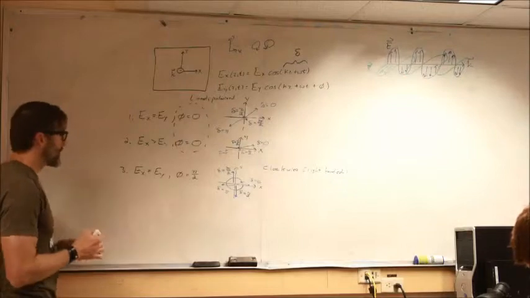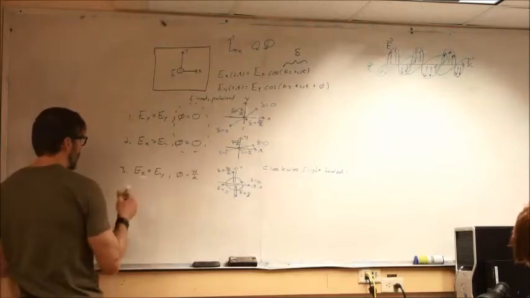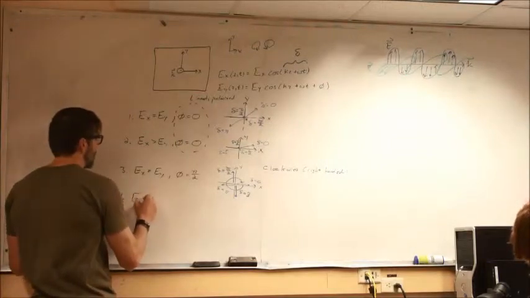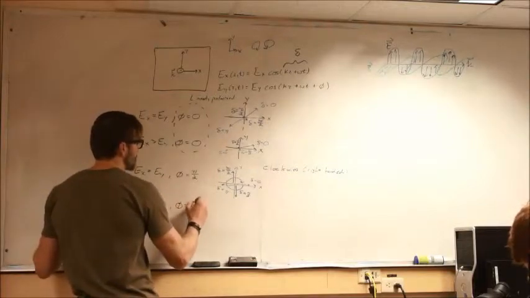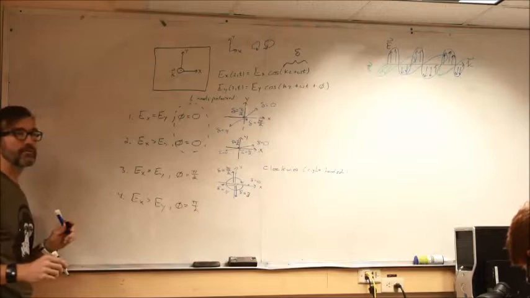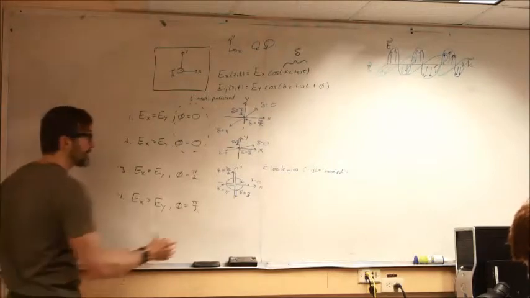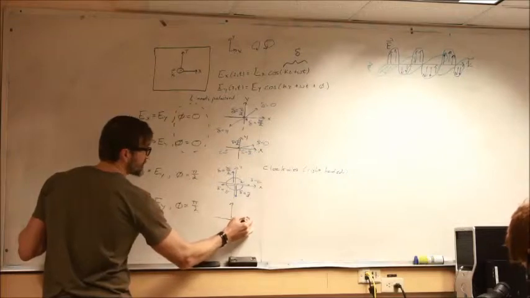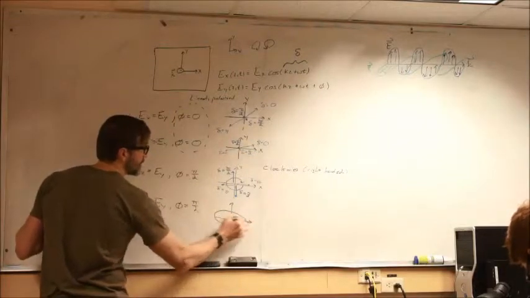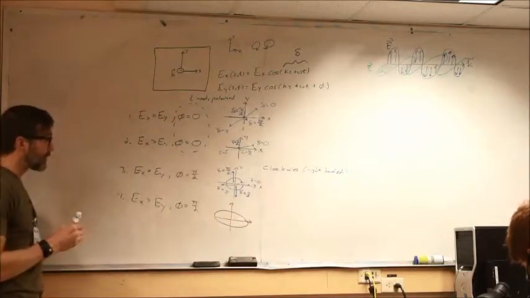We can do something a little bit more general. What would happen if I, for example, chose Ex greater than Ey and kept the relative phase at pi over 2? What would that describe? Yeah, that would describe a state of elliptical polarization where we actually sweep out an oval.